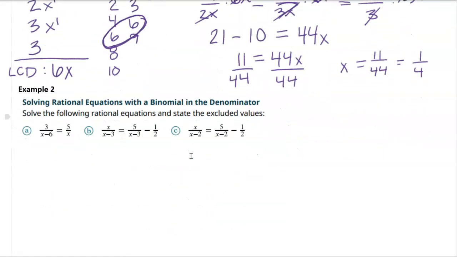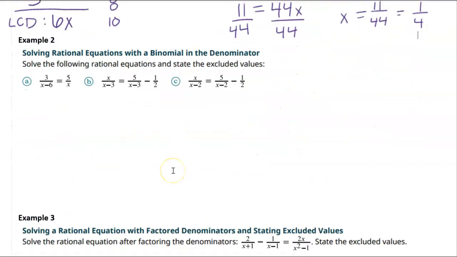All right, let's look and see what happens when we have a binomial in the denominator. I specifically want to look at b here. On b, again, I'm going to list my denominators. I have x minus 3 twice and 2. In this case, there really isn't a common multiple between those because I have a binomial term. So I'm going to just say that my least common denominator is the multiplication of those two terms. All right, I'm going to multiply this through.